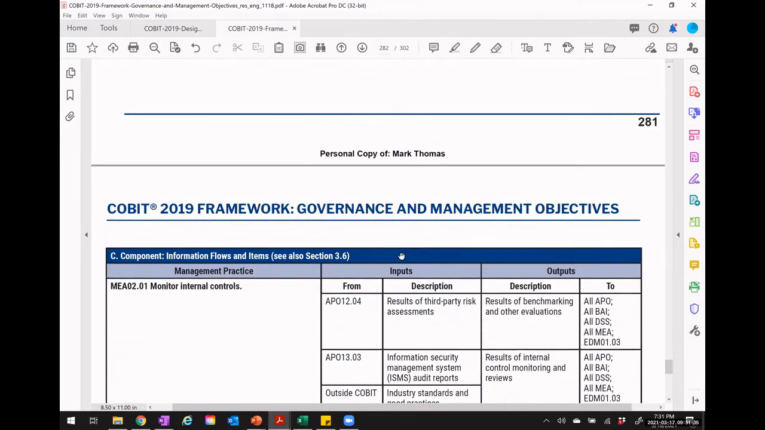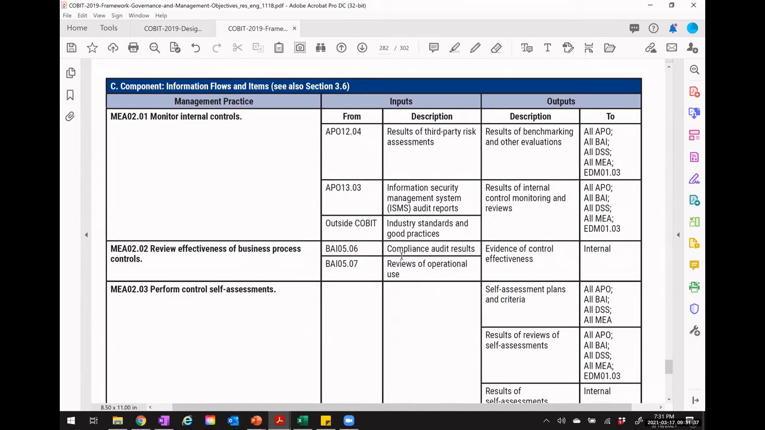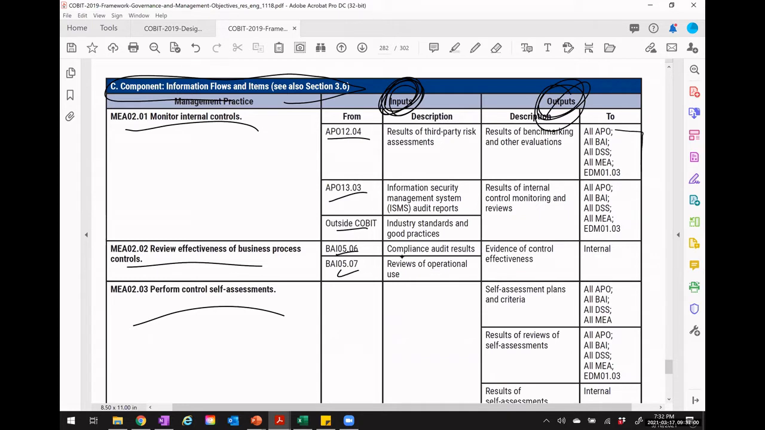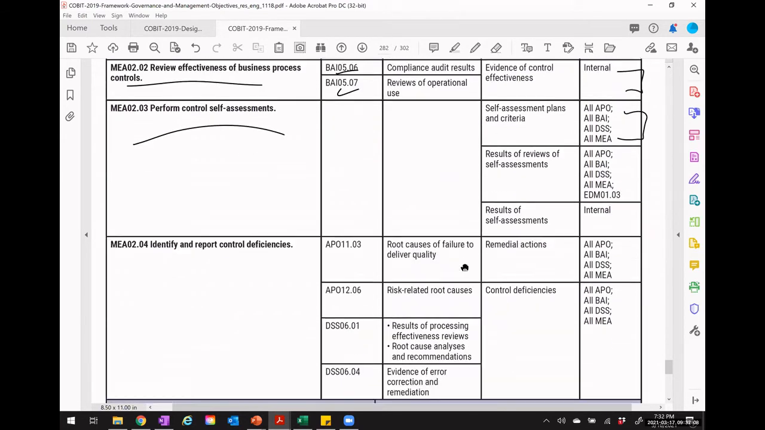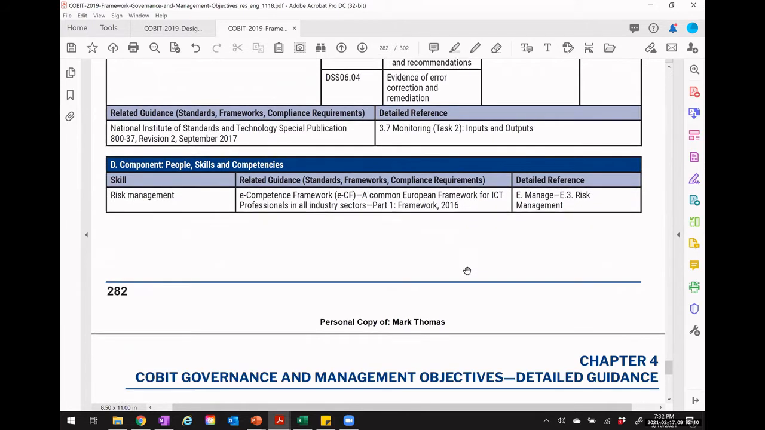The next component we have, this is awesome. Information flows and items. So what this says here is for each one of these control objectives, there's information coming in and there's information going out. Those are in terms of artifacts. And what it's saying is, here are the processes that it's coming from, and here are the processes that they're going to. I think that's very, very powerful for us from an auditing perspective, to be able to look at those artifacts and understand where they come from.